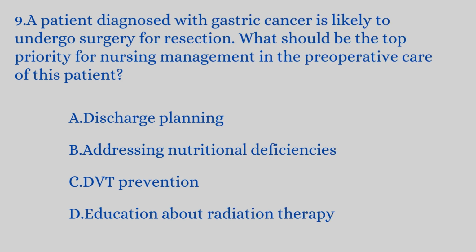9. A patient diagnosed with gastric cancer is likely to undergo surgery for resection. What should be the top priority for nursing management in the preoperative care of this patient? A. Discharge planning. B. Addressing nutritional deficiencies. C. DVT prevention. D. Education about radiation therapy.